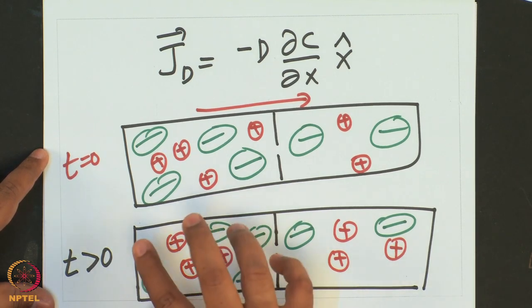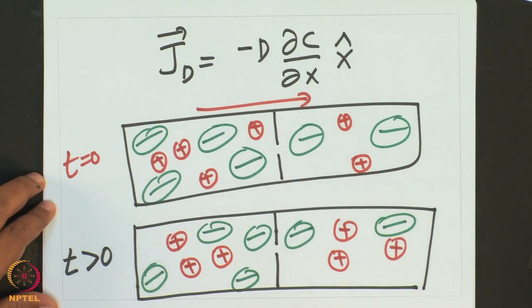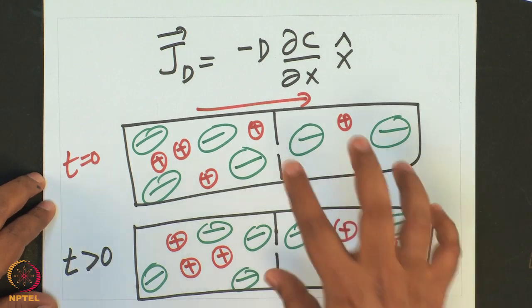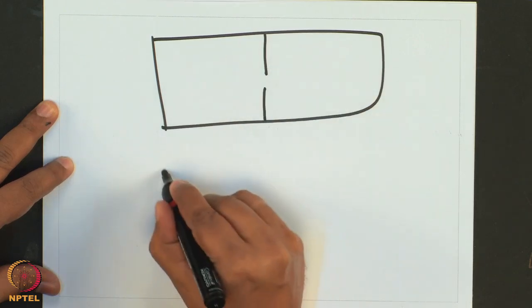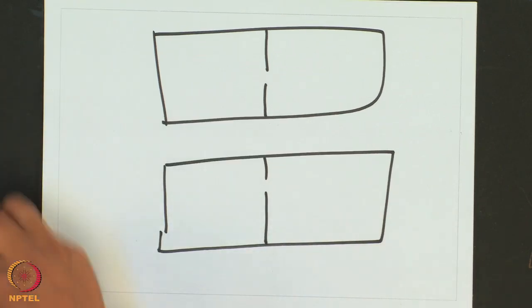Now, if there is more minus charge here and more plus charge here, an electrostatic potential difference will be developed. What does that mean? This minus charge will have some electric field which would try to bring these plus ions back. So this minus charge would want the plus ions to come back. Let me redraw this just for us to understand. This is the situation at t equals 0, and I would draw the situation at t greater than 0 here.